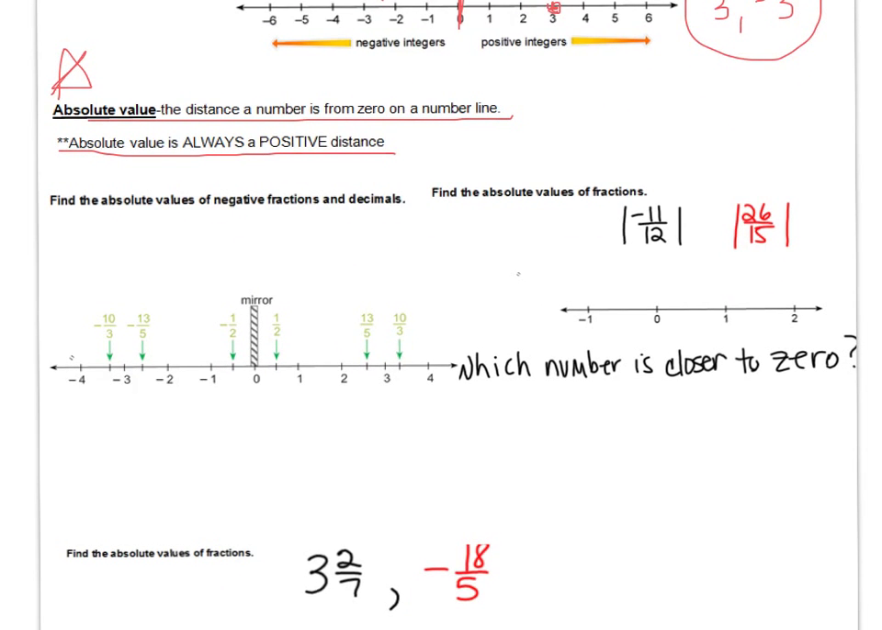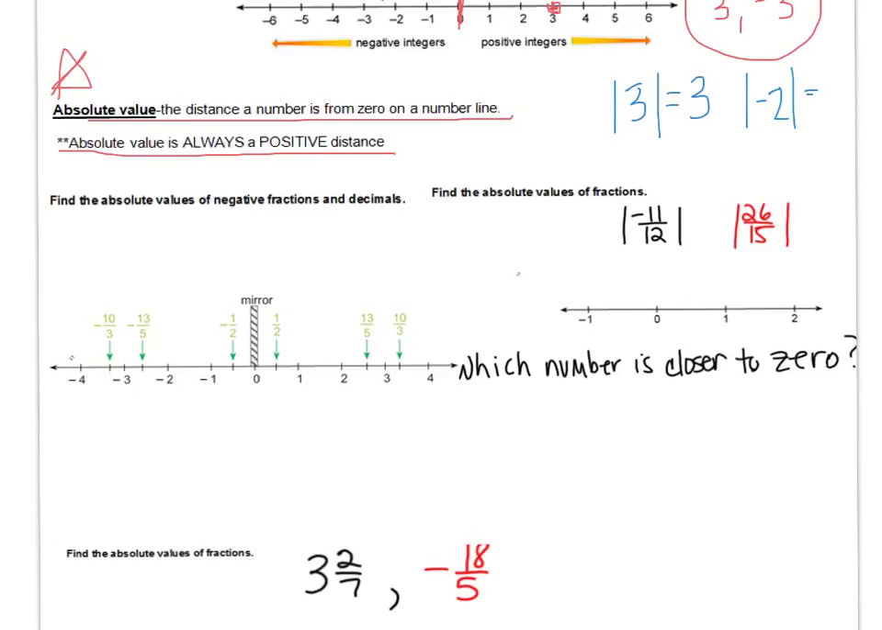Okay, so it says find the absolute value of the negative fractions and decimals. Right here we have an example. These bars here are absolute value bars. If you have bars around a number, that means absolute value, which means what is the distance that number is from 0 on a number line. So this means the absolute value of 3, which means how many spaces is 3 from 0 on a number line. It is 3 spaces.